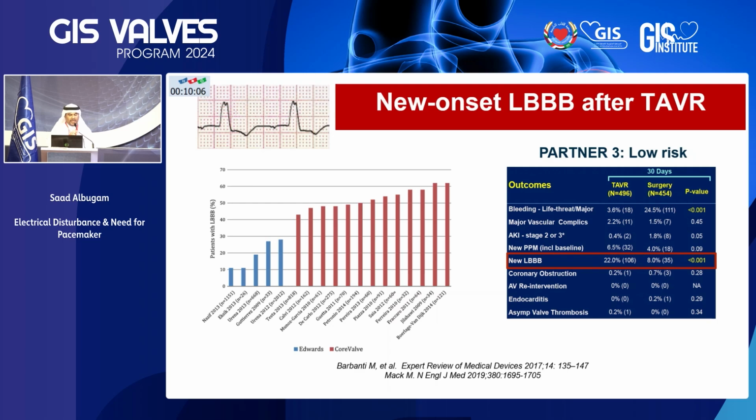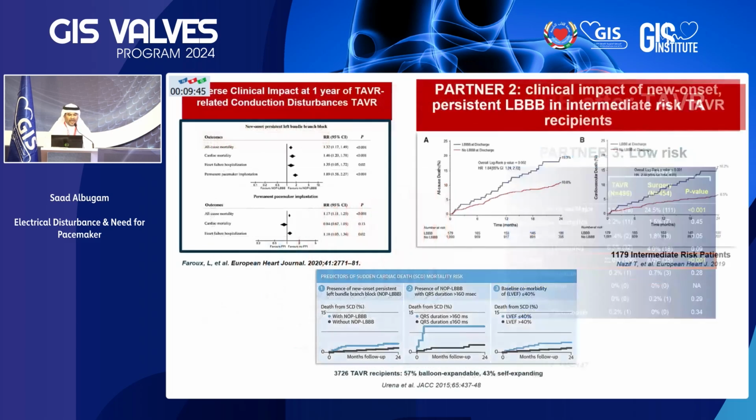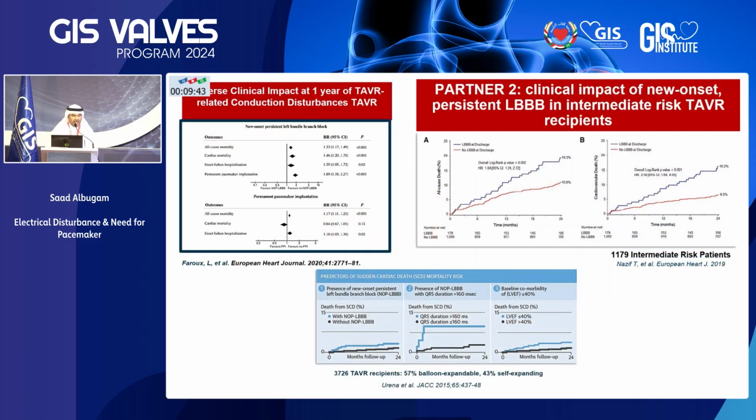An important complication is left bundle branch block. The rates have differed across studies, from 10 to 70%. This is really important because we're now extending this procedure to younger, lower-risk patients, and left bundle branch block is not really benign by any standard.